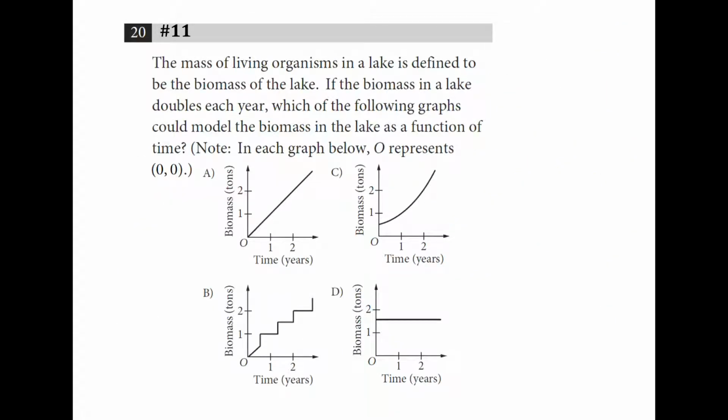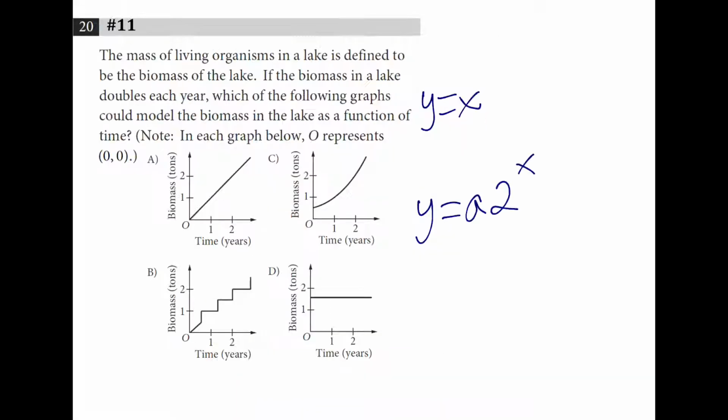Number 20. The mass of living organisms in a lake is defined to be the biomass of the lake. If the biomass in a lake doubles each year, which of the following graphs could model the biomass in the lake as a function of time? Note, in each graph below, O represents 0, 0. So first let's talk about D, where the biomass is not increasing at all. That's definitely not doubling. And if we look at choice B, there's just, bam, a whole bunch more biomass, then no growth. Then bam, a whole bunch more biomass, then no growth. That's not really realistic to how biomass or living organisms populate. It's not spontaneous, I assure you of that.